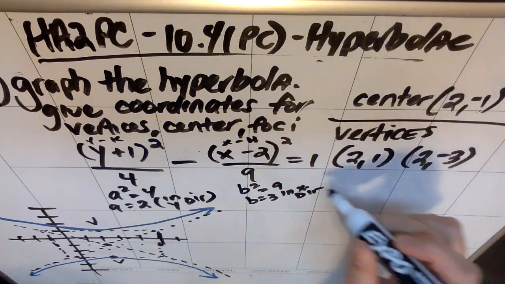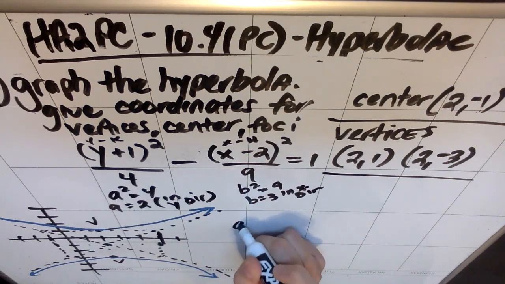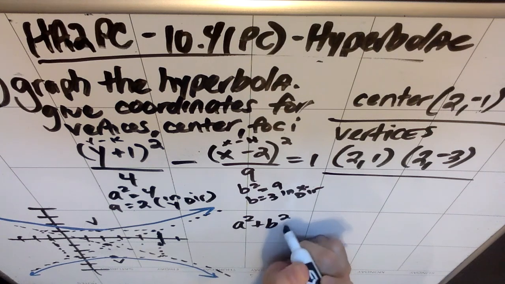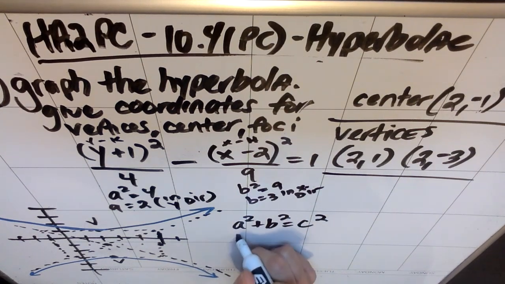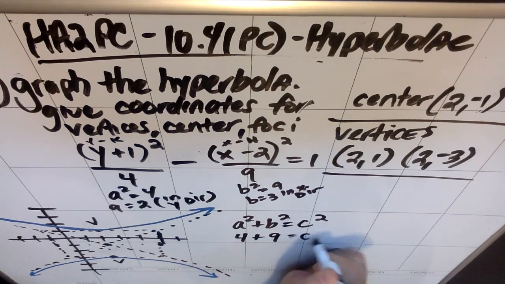So that's my vertices. Now the foci, in order to find the foci, I'm going to have to do a little bit of math, right? So in a hyperbola, a squared plus b squared equals c squared. Well, we know a is 2, so a squared is 4 plus b squared is 9 equals c squared. So I basically get that c is the square root of 13.